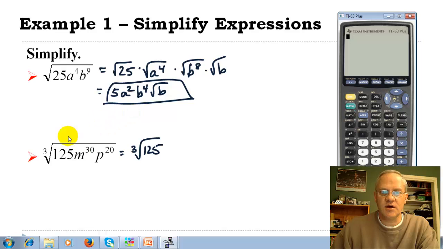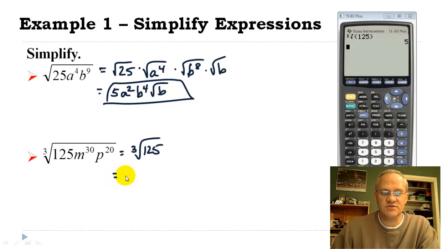Turn it on here. The cubed root, remember what we can do here is go to math, and down here number 4 you see is the cubed root. So I'll hit number 4. We have the cubed root of 125. So that works out evenly. That's 5. So this is going to be 5. It's interesting, the same one as up here.